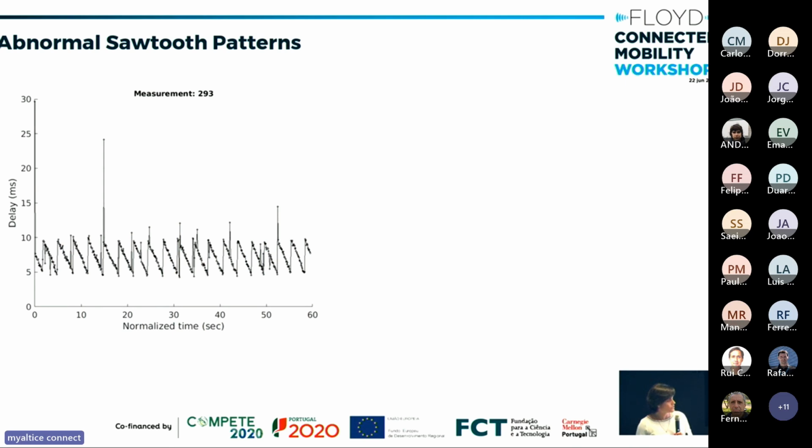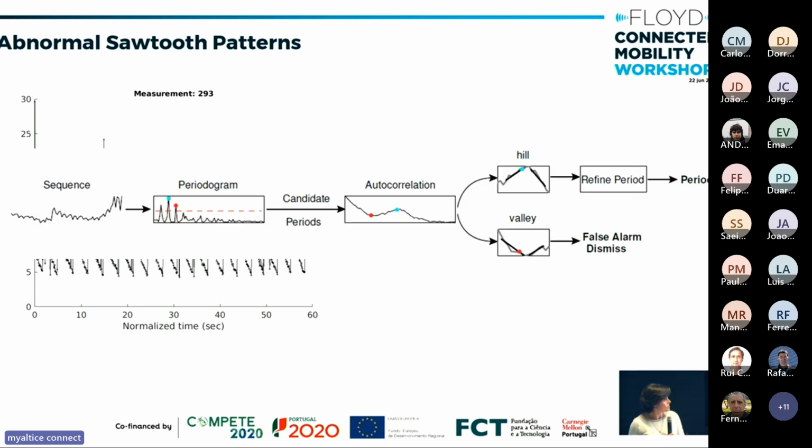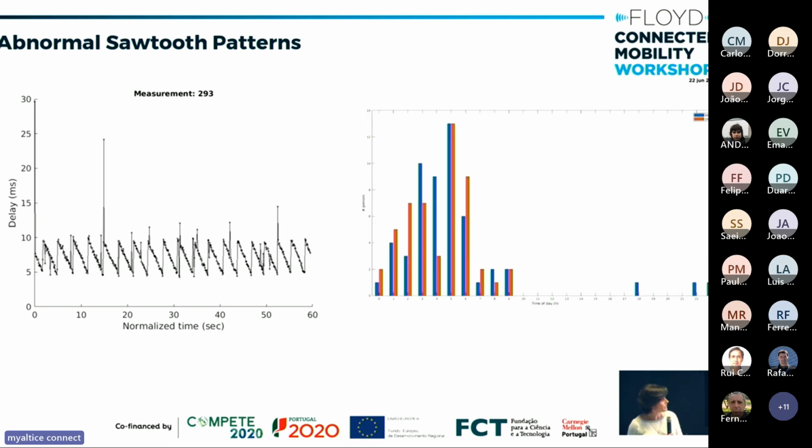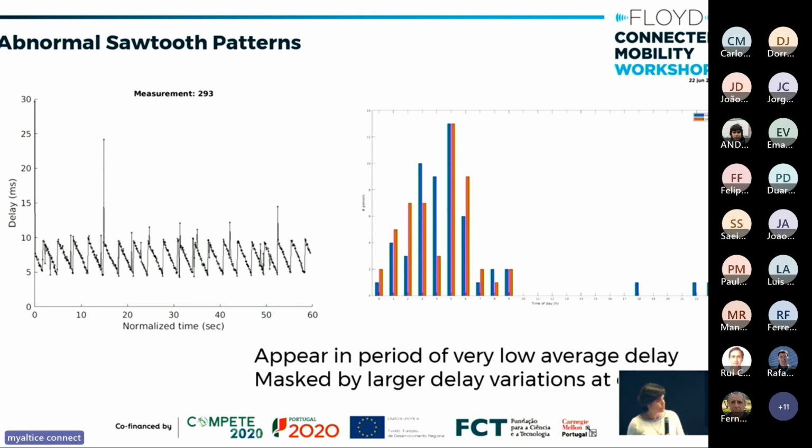Second thing, we discovered this, which is an abnormal pattern. We would expect the delay to be random, and this is not random at all. So we developed a method to detect this automatically, and we observe that it happens mostly during nighttime. These are periods of very low average delay. So we think that this happens all the time, but we only observe it when it is not masked by much higher delays caused by something else.